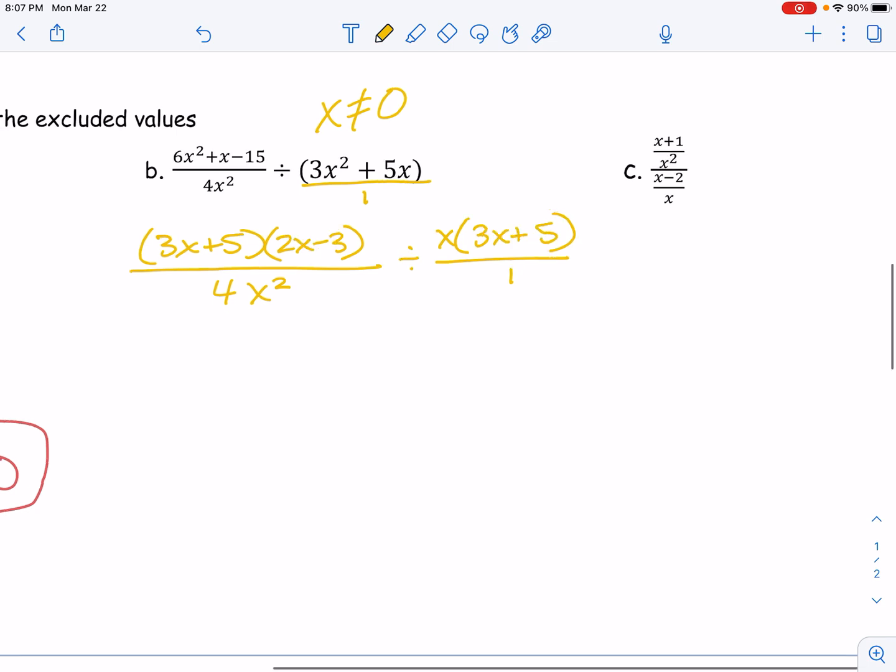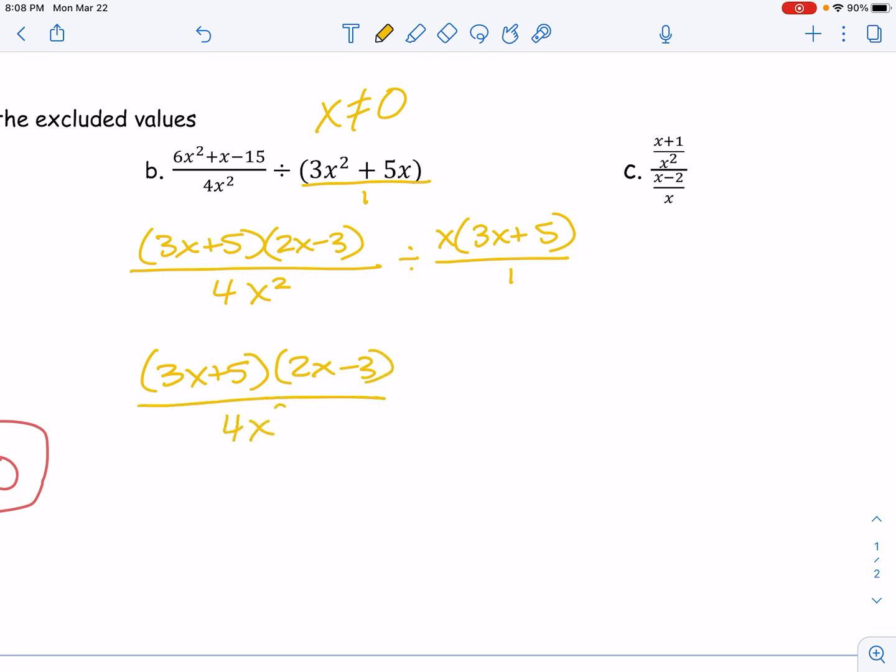So what I'm going to do now is keep the first, multiply by the reciprocal. And now I want to, again, if you want, look at your denominator, see if there's any new excluded values. This is still giving me 0. This is giving me 0. This is giving me a negative 5/3. So x can also not equal a negative 5/3. Okay.